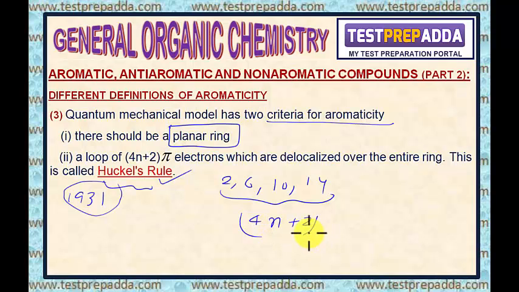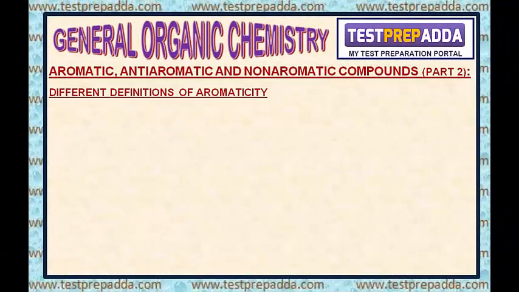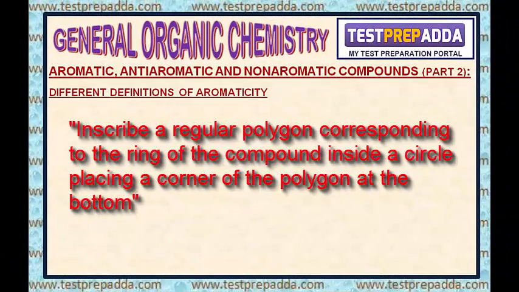Now, why 4n plus 2 pi electrons? I will tell you how we explain the stability of aromatic compounds using 4n plus 2 pi electrons. A simple method is to inscribe a regular polygon corresponding to the ring of the compound inside a circle, placing a corner of the polygon at the bottom.